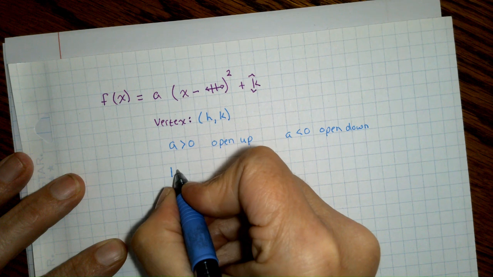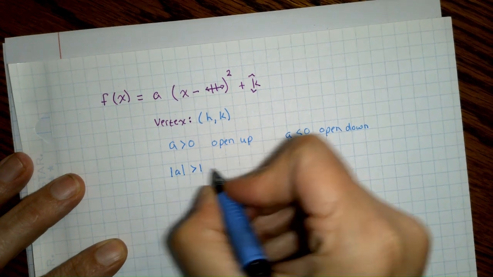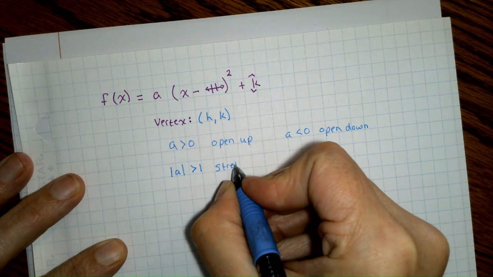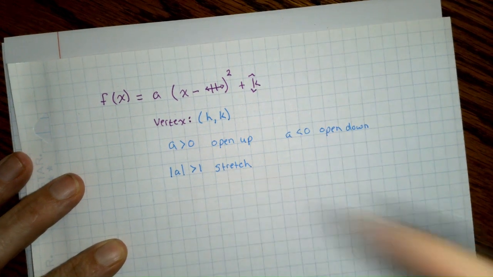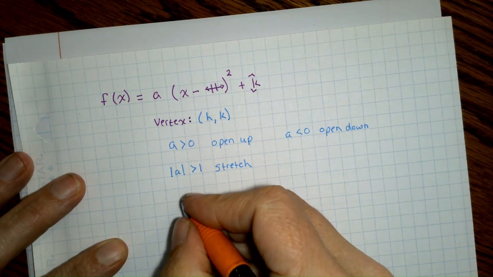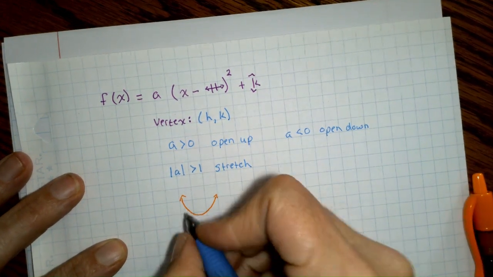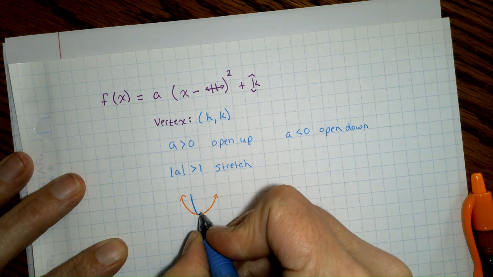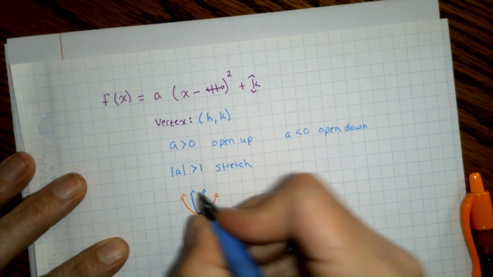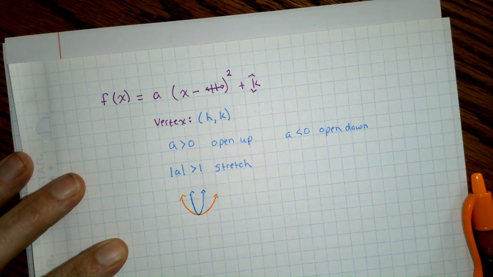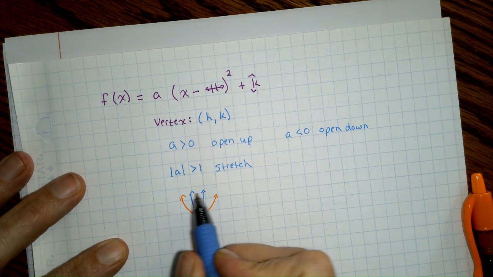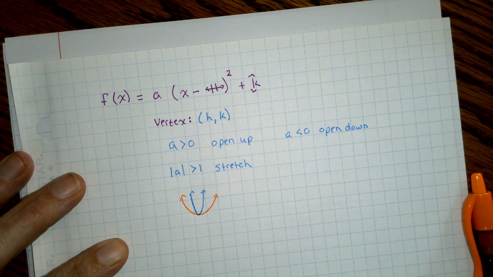If the absolute value of A is greater than 1, it'll be a stretch, meaning it's going to grow taller faster. So instead of being a parabola like this, it would be a parabola like that. Because think about it, whenever you multiply something by 4, that number gets bigger and grows faster. So the slope is steeper, which looks like it's bringing it together faster.